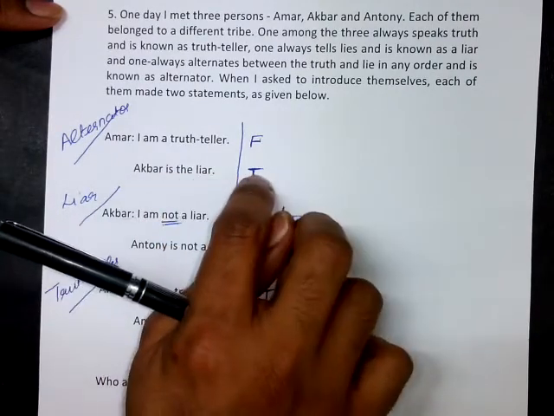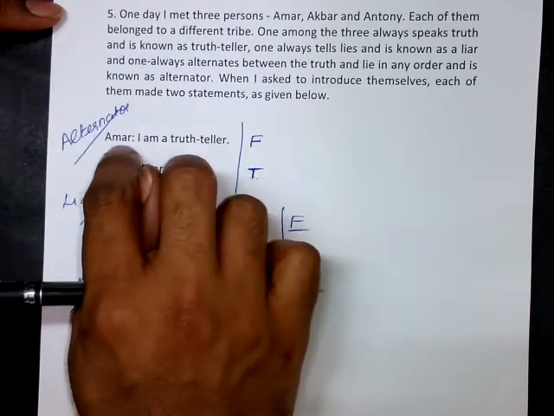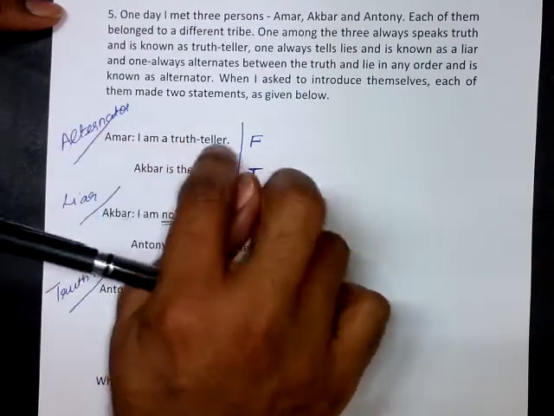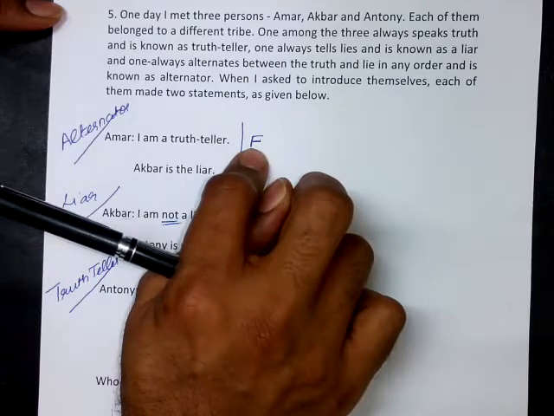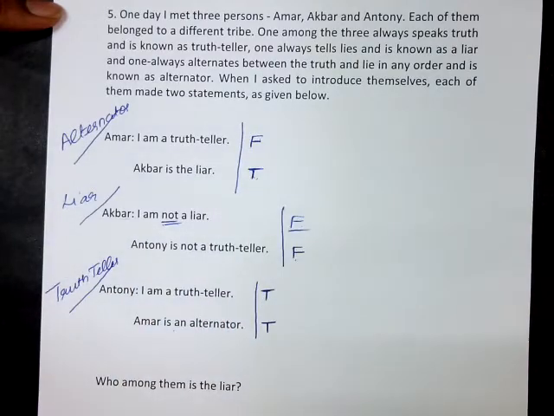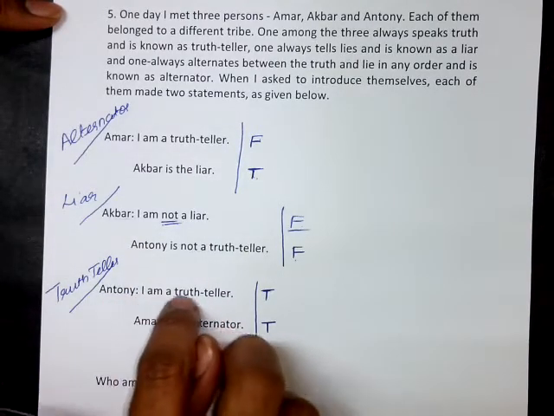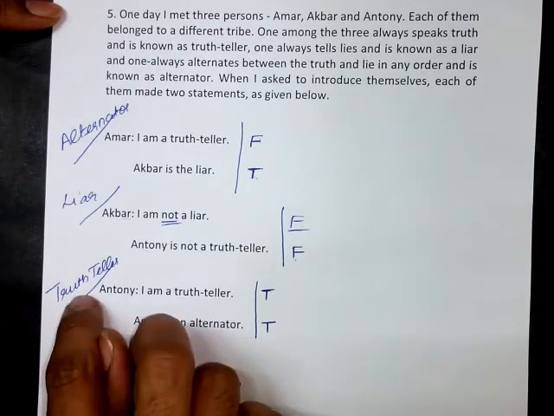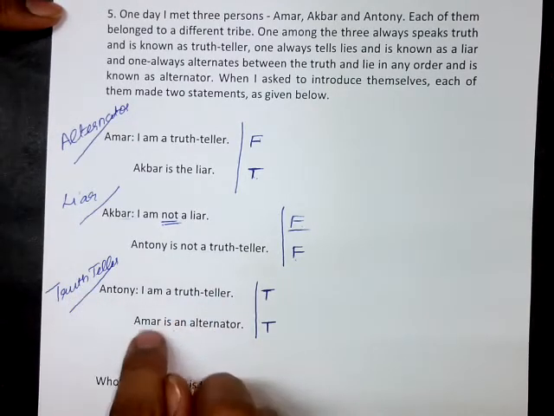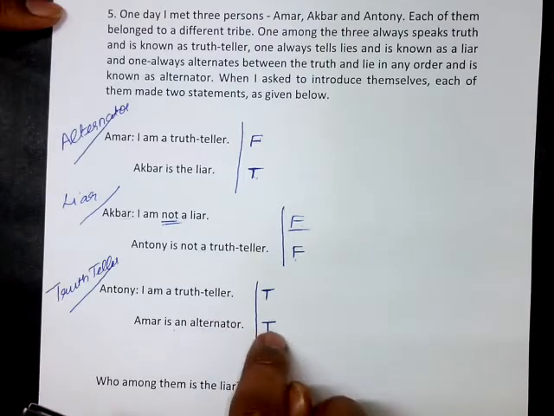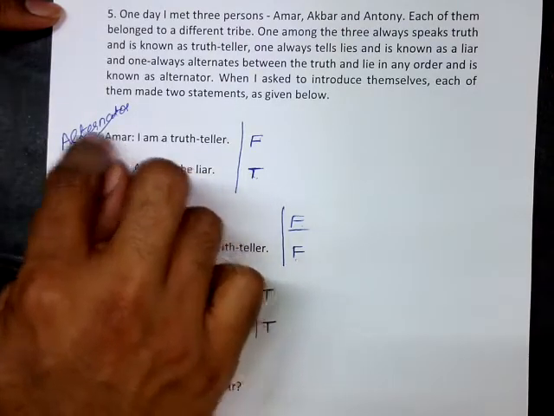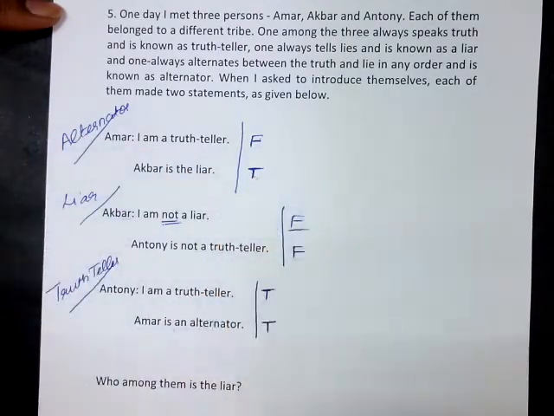"Akbar is the liar" is true. Amar being the alternator, "I am a truth teller" is false. There is no inconsistency. Antony says, "I am a truth teller," true. Yes, it is true. Otherwise, "Amar is an alternator" is true. We can see Amar is an alternator: false, true.